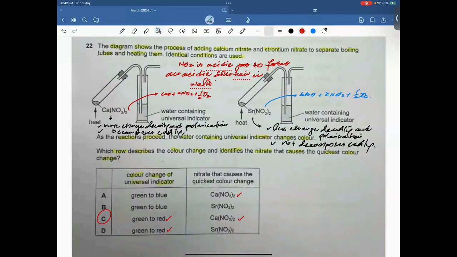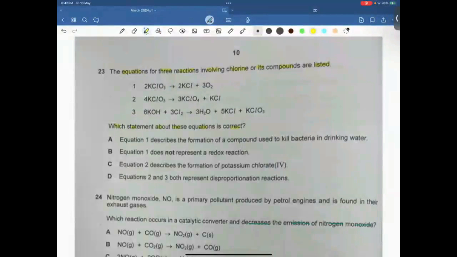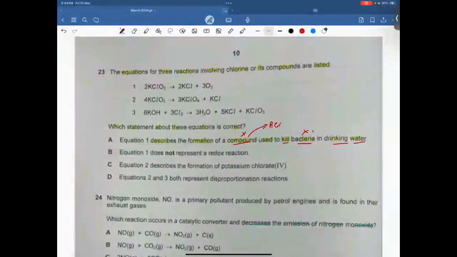Equations for three reactions for these. Equation 1 describes the formation of a compound used to kill bacteria in drinking water. That compound is basically HClO, and in equation 1 there is no HClO. Okay, so that option is incorrect.